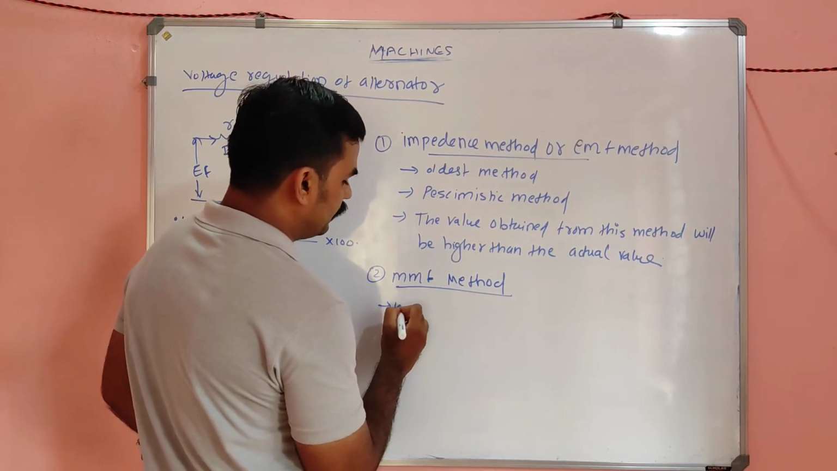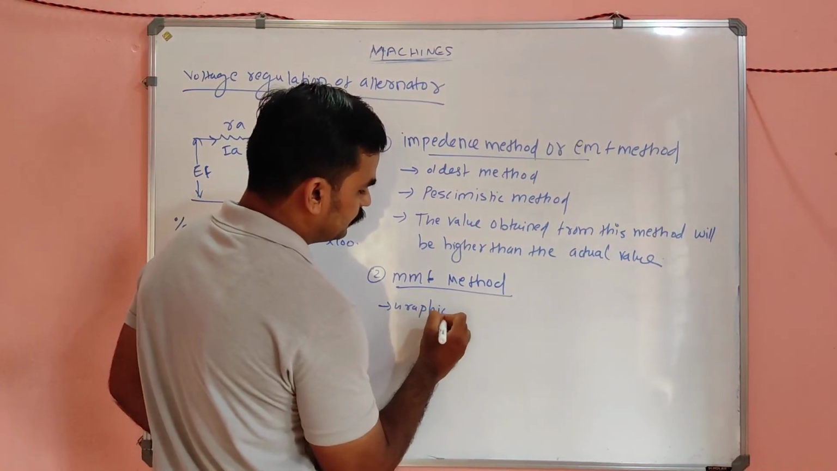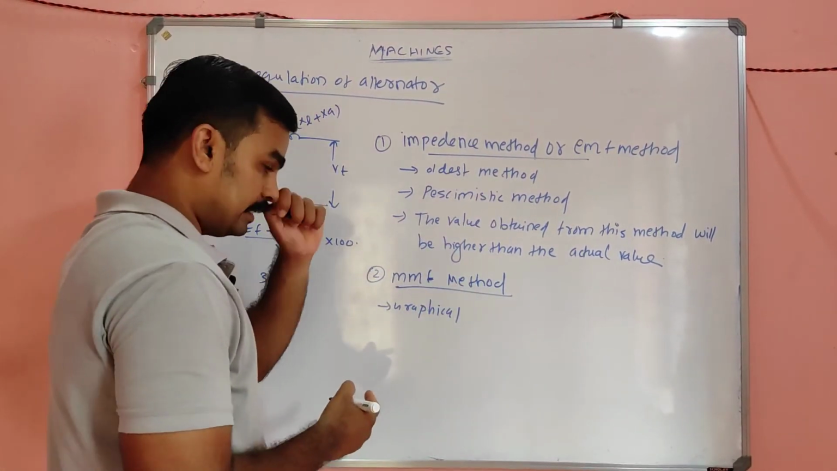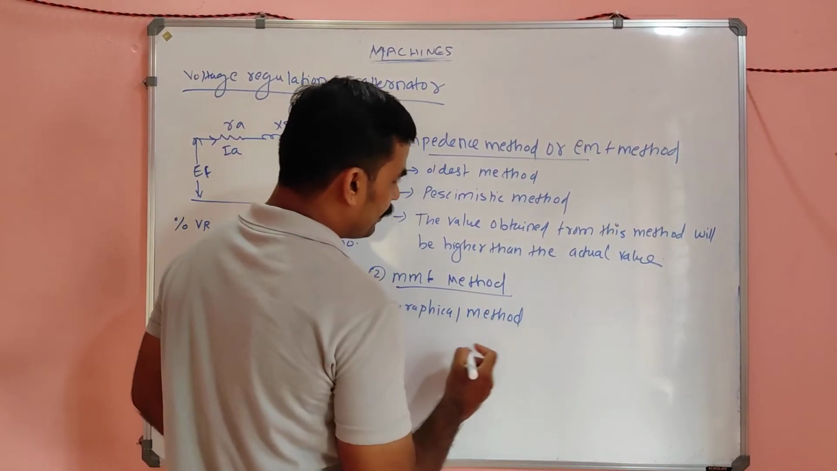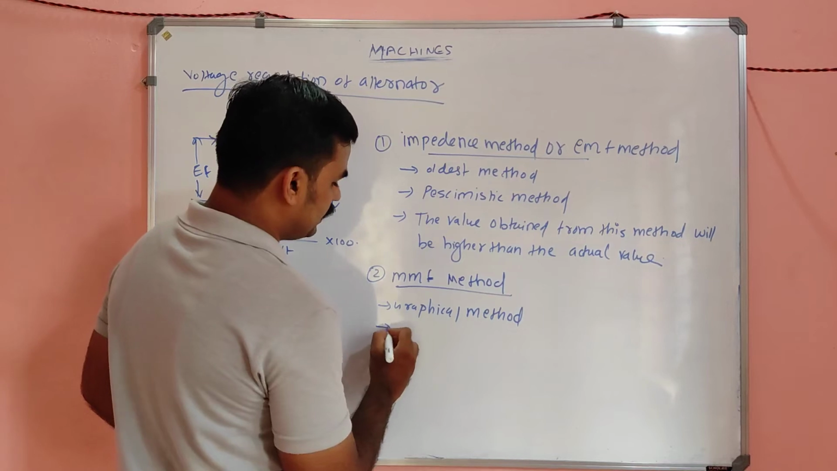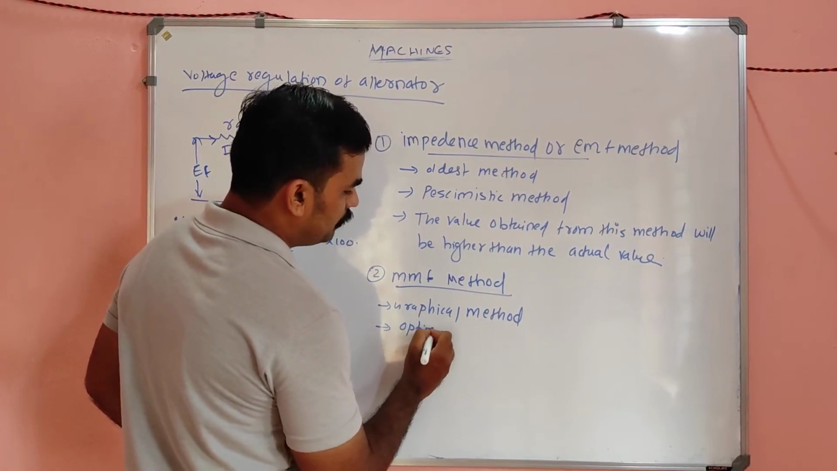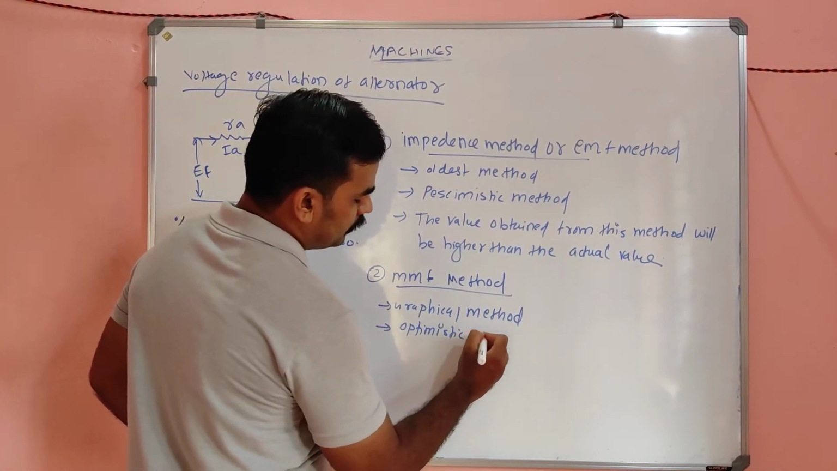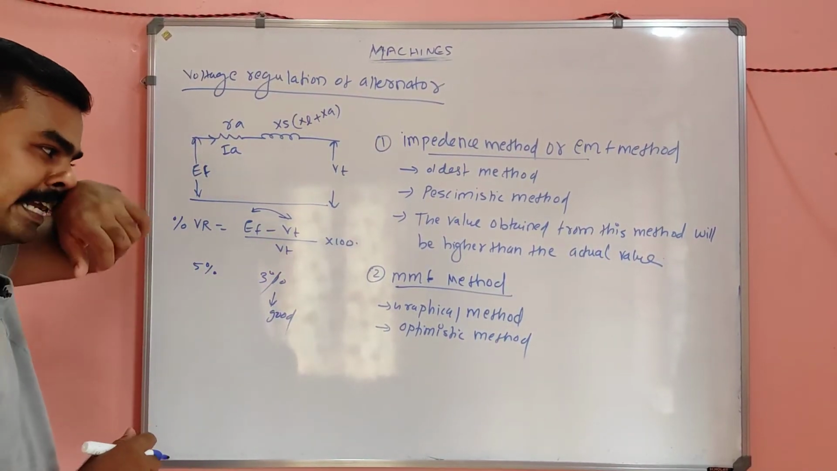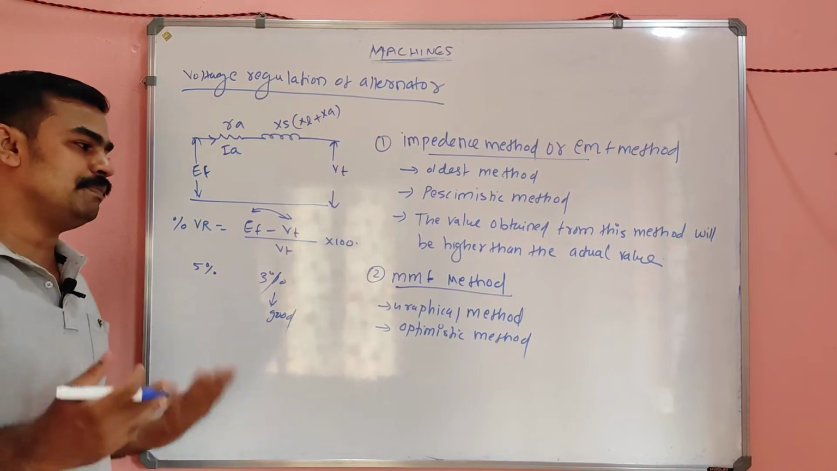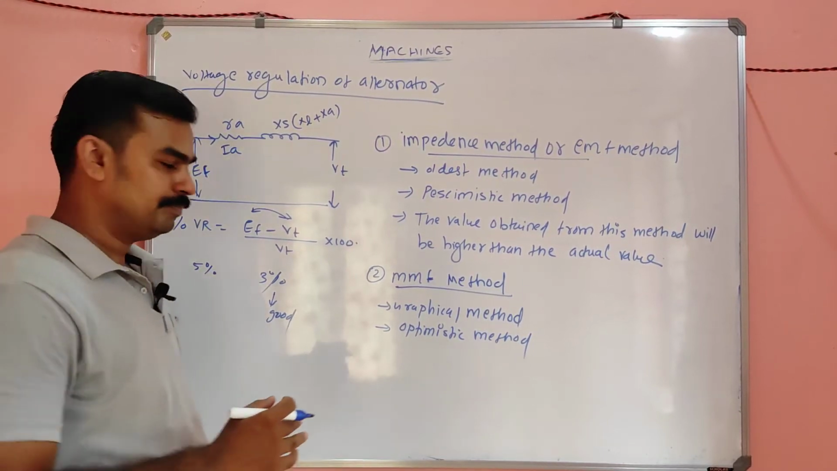This is actually a graphical method. That is a calculation method, my dear. Calculation method. This is a graphical method. And this method is called the optimistic method. In the question paper, this word is only used for long period. That is, the optimistic method is which method?